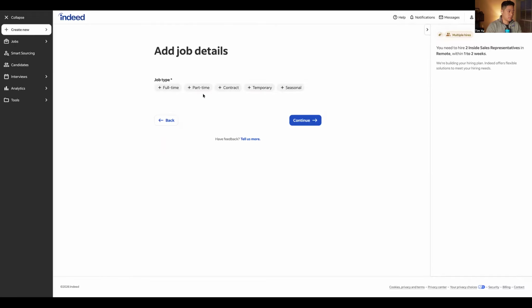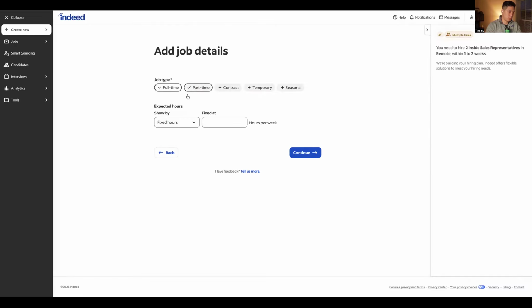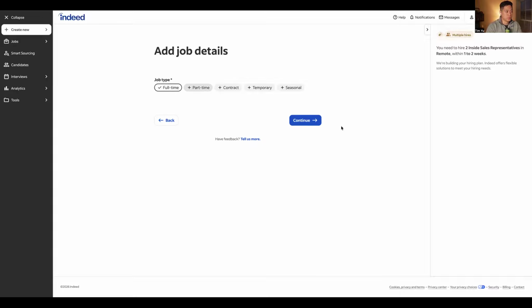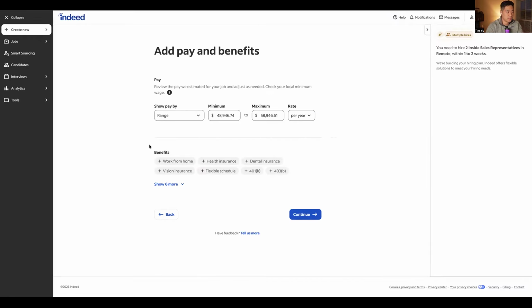And you're gonna click next, and you're gonna do full time or part time, whatever you want. But if you do full time, it doesn't matter. But if you do part time, you can do fixed hours, a range of how many hours a week. Okay. But let's say you're just doing full time. You don't need to do anything. You hit next.